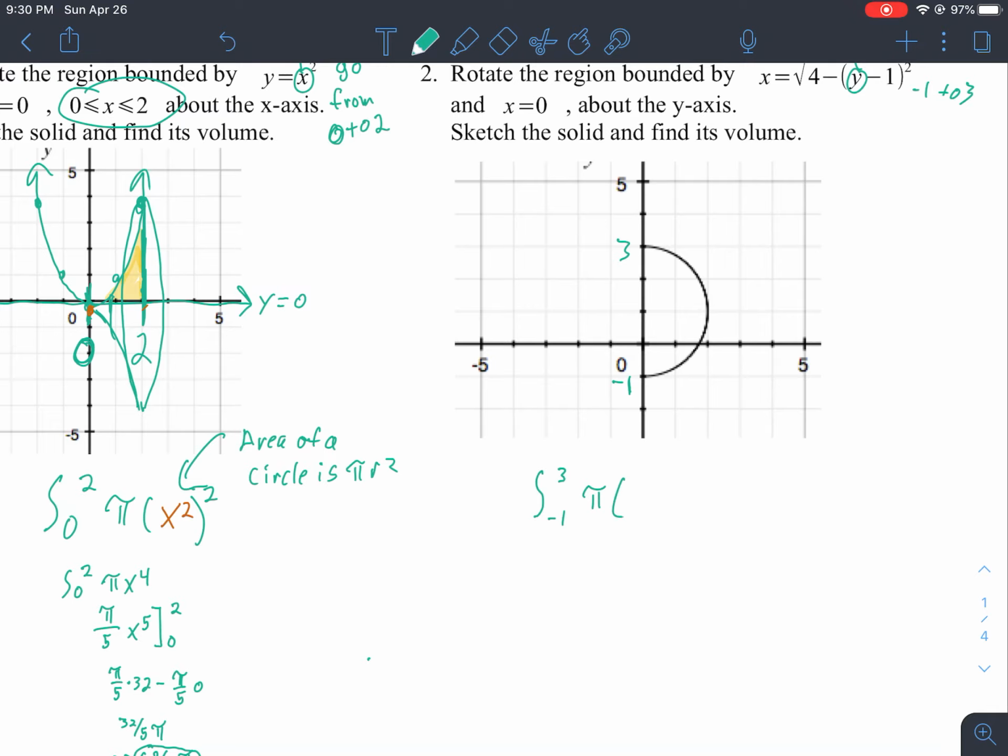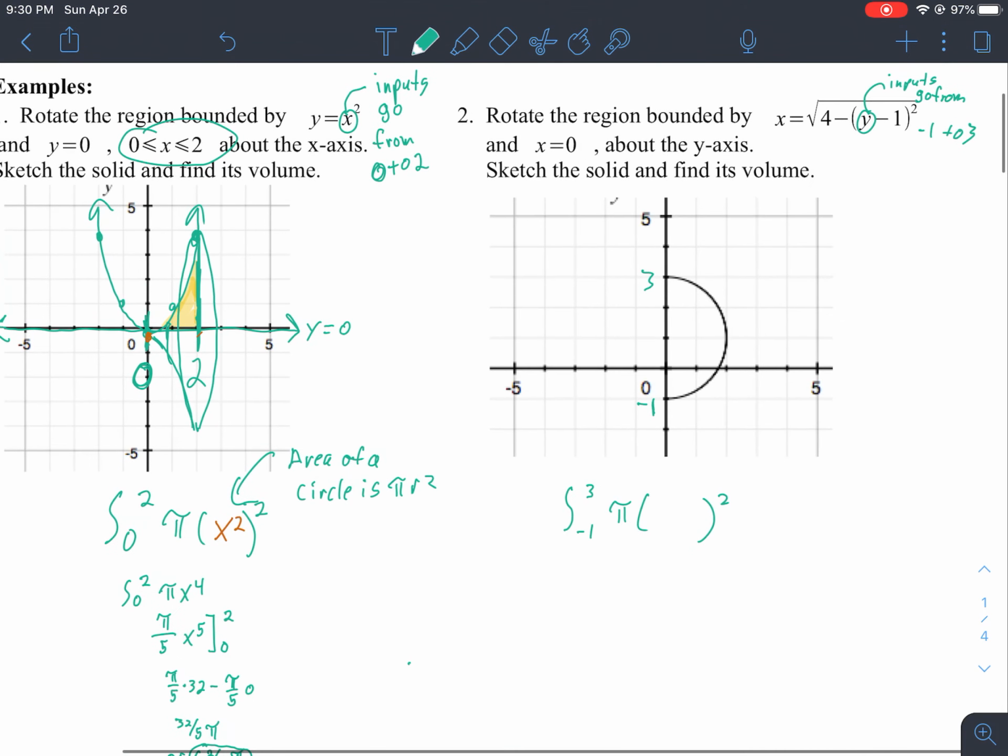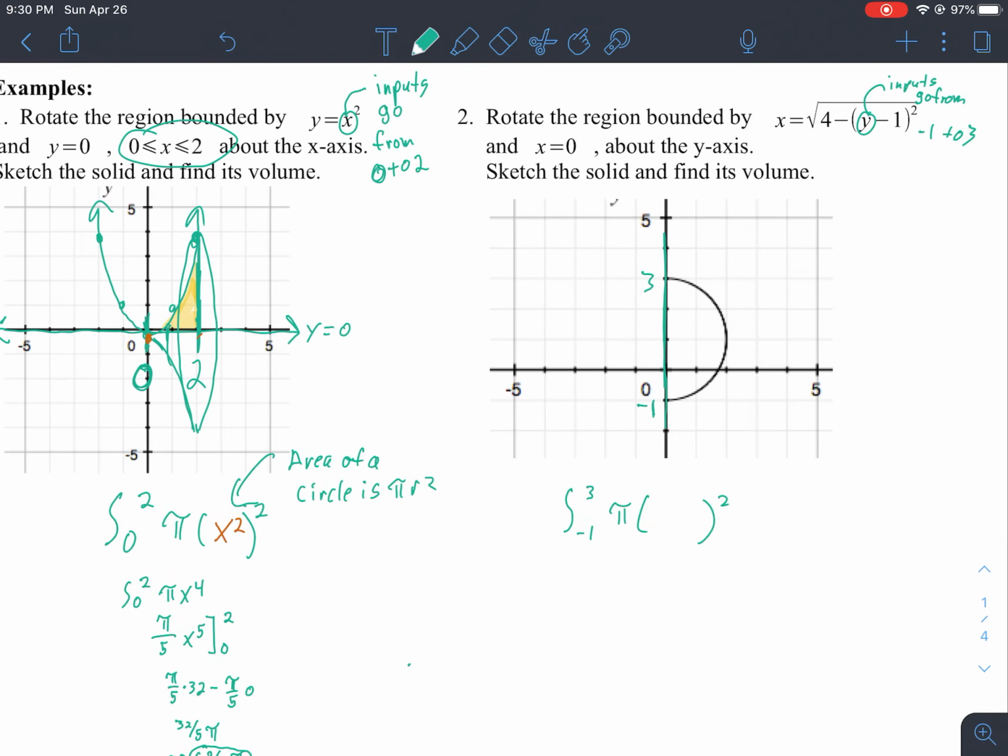The cross section, pi r squared, is a circle. So this is how we set it up. Now, rotate the region, so that's graphed for us. And x equals 0, that's this line. That's x equals 0.